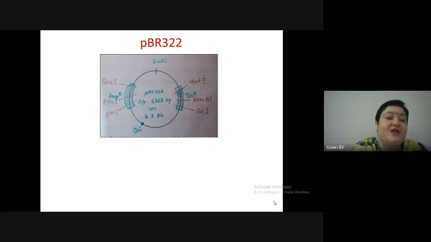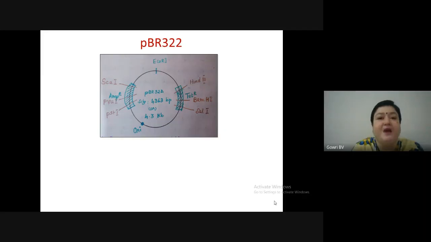The ampicillin resistance gene has sites for restriction endonucleases, including ScaI, PvuI and PstI. On the other hand, the tetracycline resistance gene can be cleaved with the help of restriction endonucleases HindIII, BamHI and SalI. The ampicillin and tetracycline resistance genes can be separated with the restriction endonuclease EcoRI. So this is the structure of the constructed cloning vector pBR322.